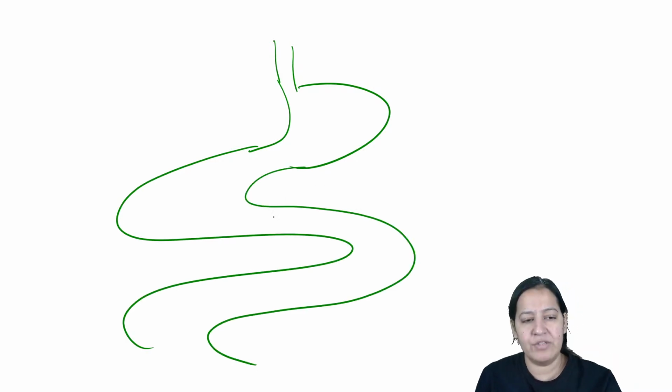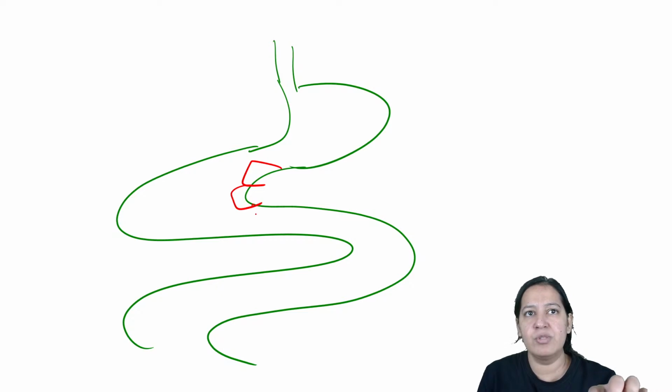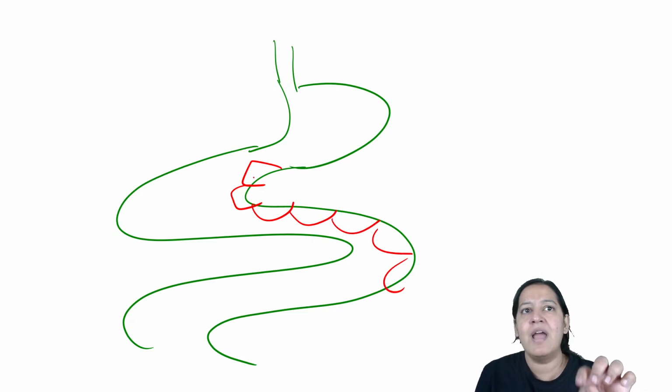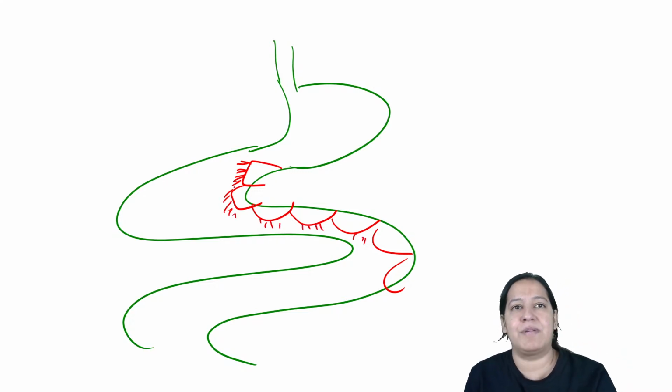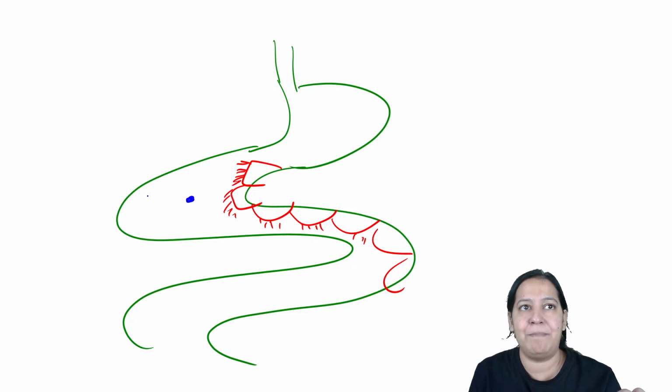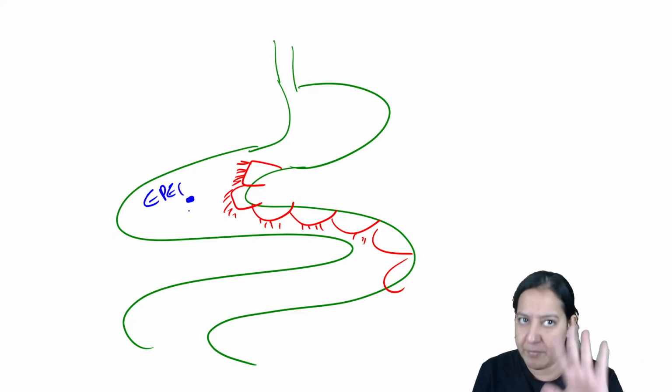So this is the lining of the small intestine. Let me draw a few cells in the lining of the small intestine, which have microvilli. This is microvilli. So if EPEC is present, let me draw the bacteria. This is EPEC. Now, does it produce toxin?